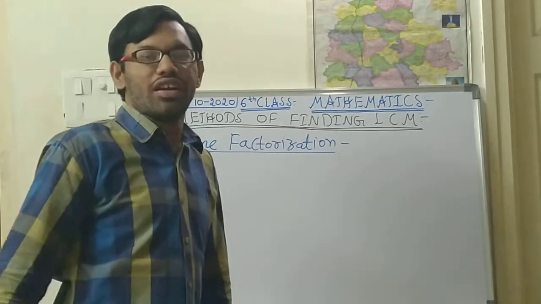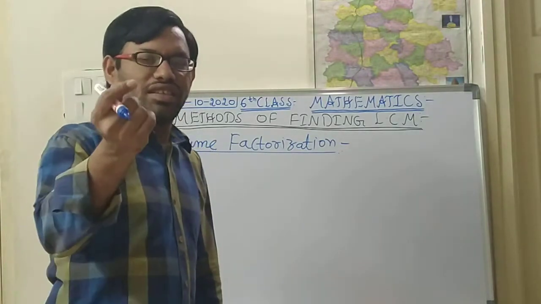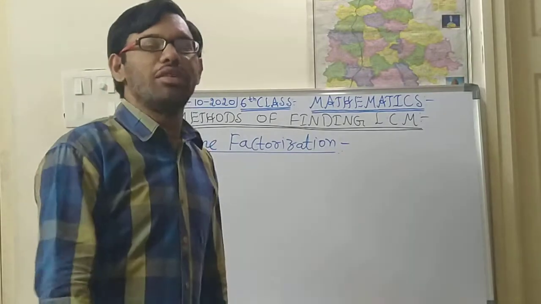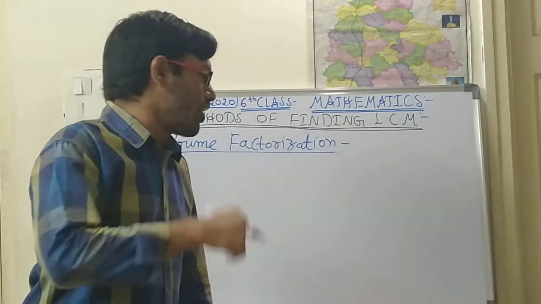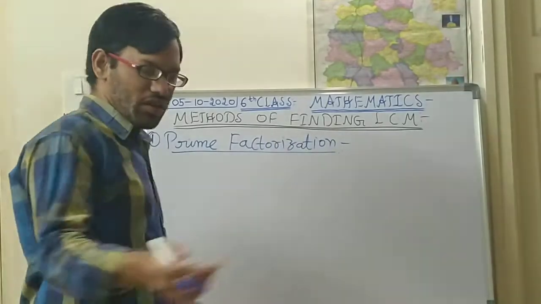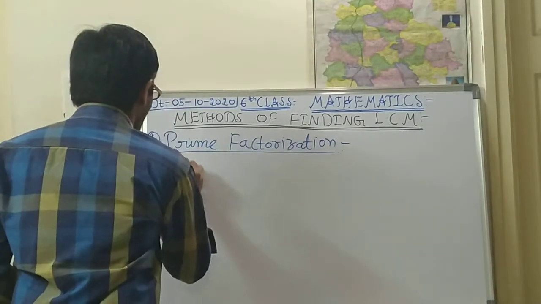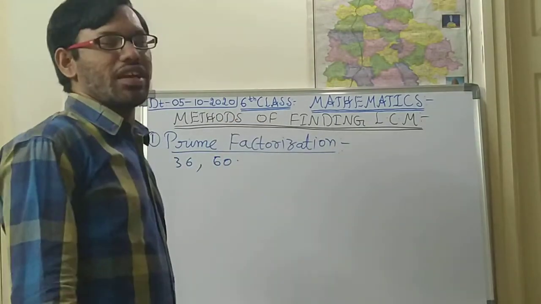It is the same as that, children. There won't be any changes, except that finally a little bit will change, some extra things will be added. Suppose, as per your textbook, they have given the numbers 36 and 60.